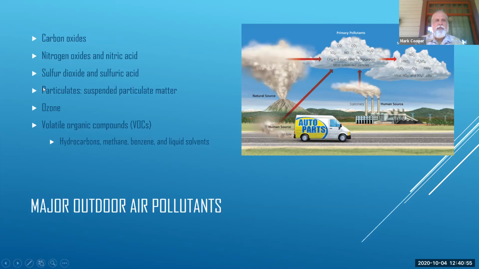Ozone is, again, a protective layer up in the stratosphere. But ozone at our level is actually not good. It does damage to lungs. That's one of our primaries here we'll talk about. And then VOCs are volatile organic compounds. These are given off by a lot of our products.